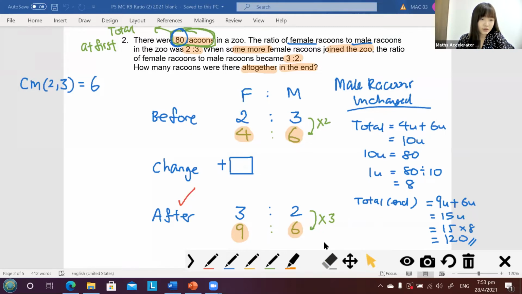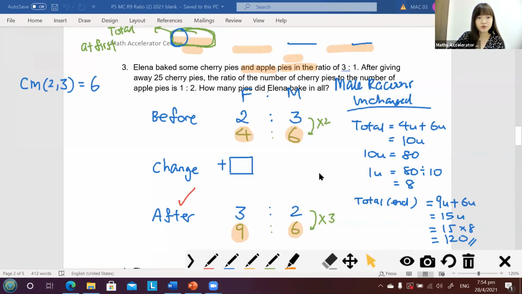Okay, does that answer your question? Okay, great. Anything else before we move on? Okay, I'm going to go to question 3. Okay, then let's go to question 3.